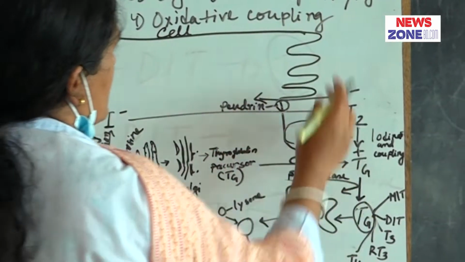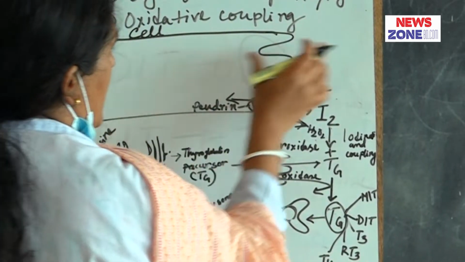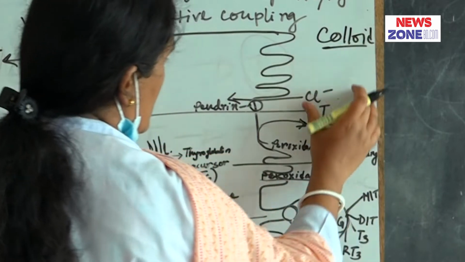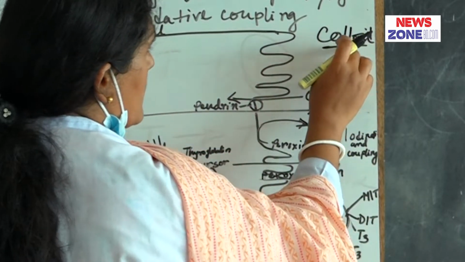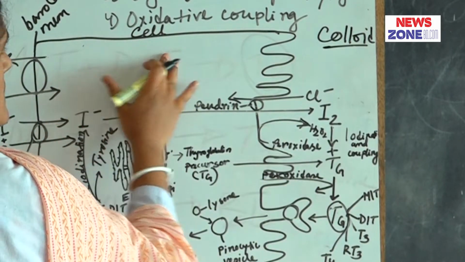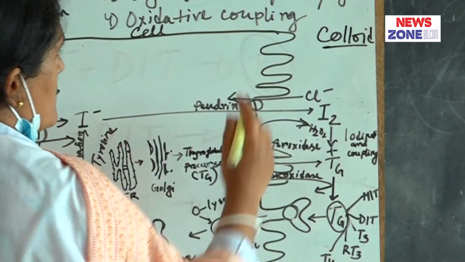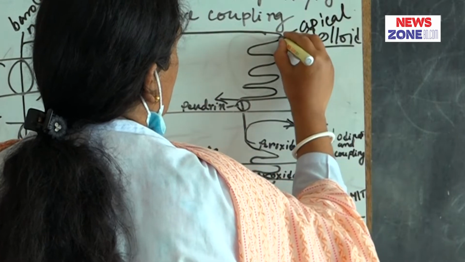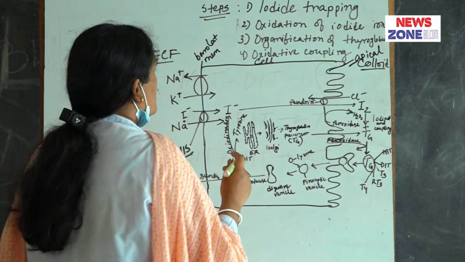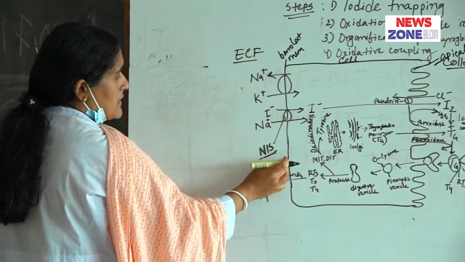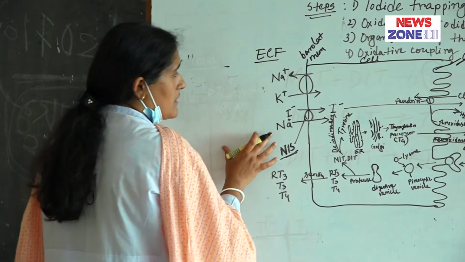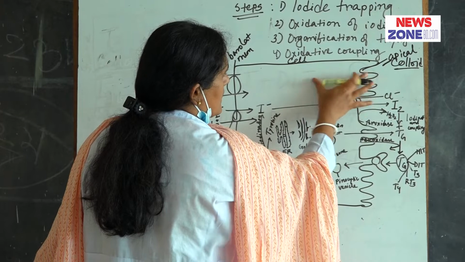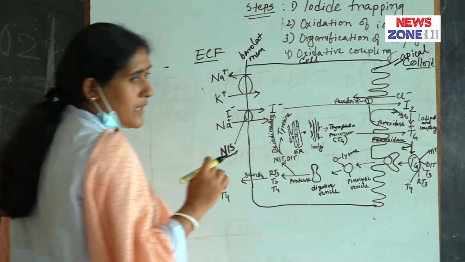And this side is the follicular cell and this is the colloid. Mainly this event occurs within the colloid, and between the cell and colloid there is the apical membrane. This is the apical membrane. So this is the cell, this is the basolateral membrane, this is the ECF and this is the colloid, and between the cell and colloid there is the apical membrane.